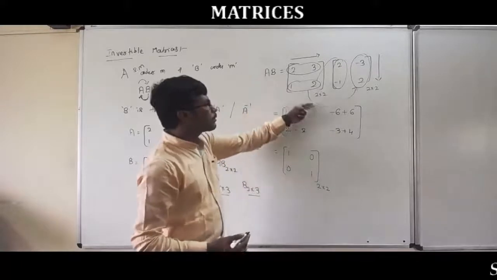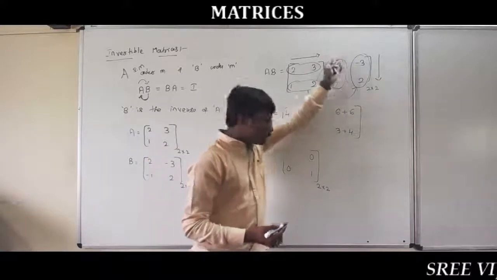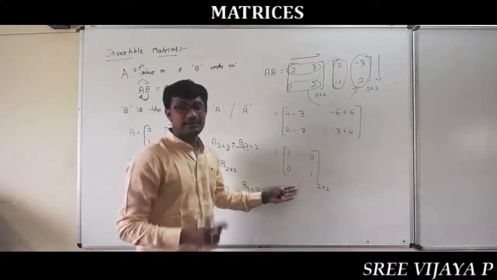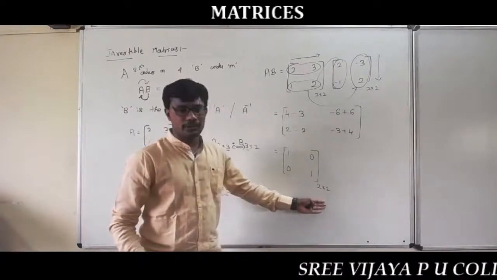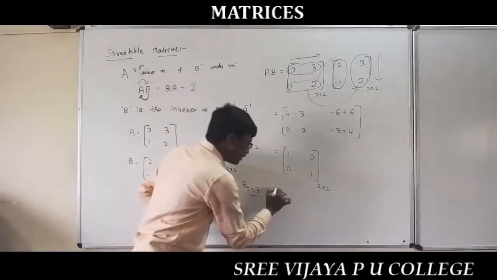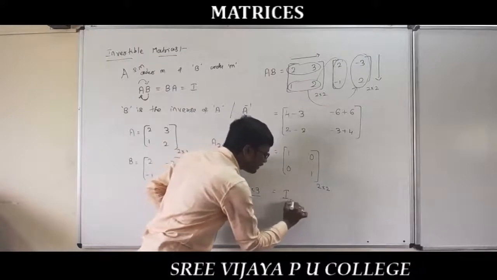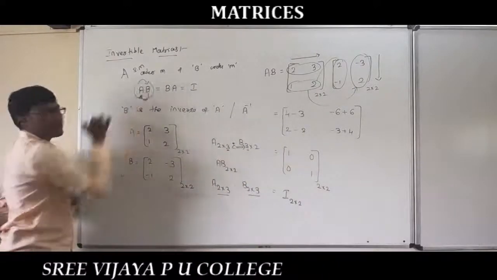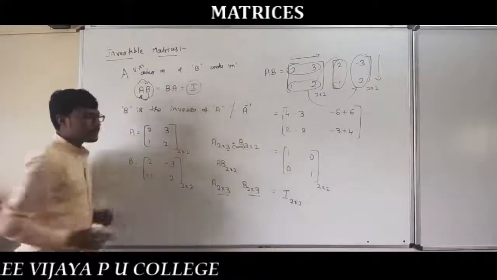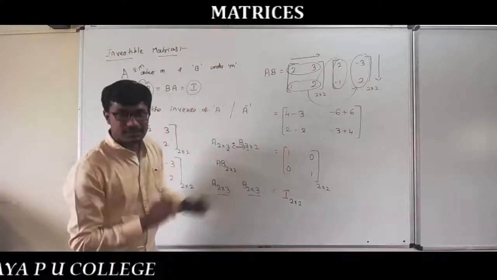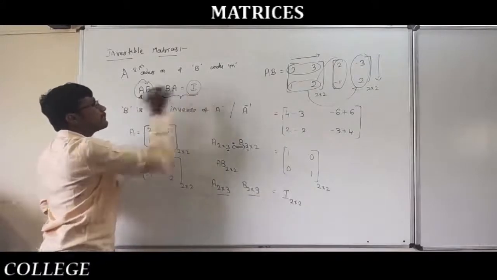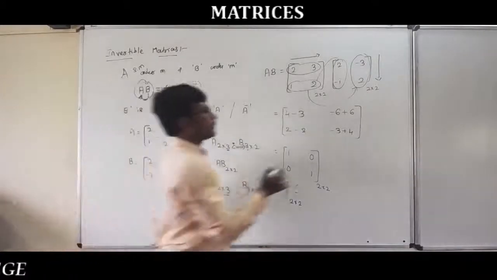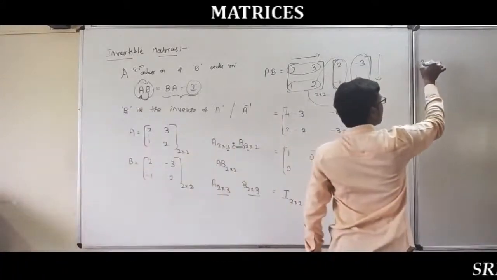Because A is of order 2 cross 2 and B is also 2 cross 2, if you multiply the two matrices, the resultant matrix is also of the same order 2 cross 2. Which matrix is it? It is obviously an identity matrix of order 2 cross 2. See, if you multiply AB, you get the identity matrix. So that is the first condition. Now let us check BA also. So B with A.